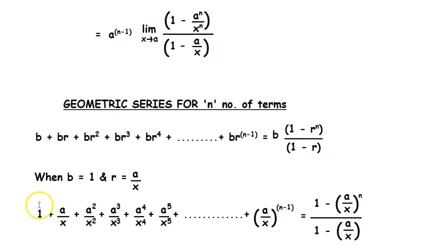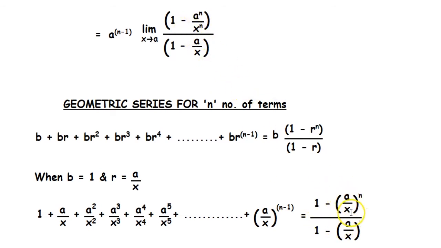So what we get here is 1 plus a over x plus a squared over x squared plus a cube over x cube, and so on until we get our nth term, a over x to the power n minus 1. So our sum also will be 1 minus a over x to the power n divided by 1 minus a over x. So now if you look at the sum we got here, it is the same as the one in our limit here. A over x to the power n is a to the power n divided by x to the power n. So it is the same thing.